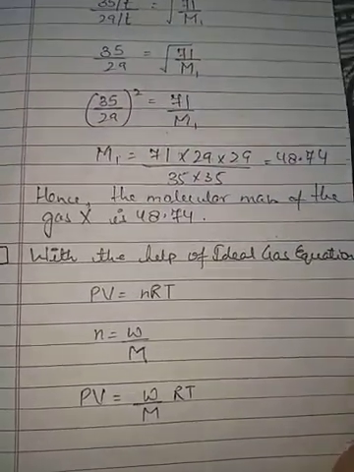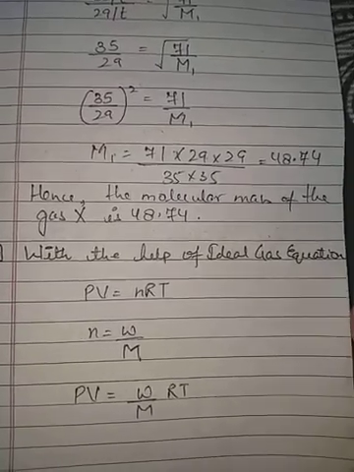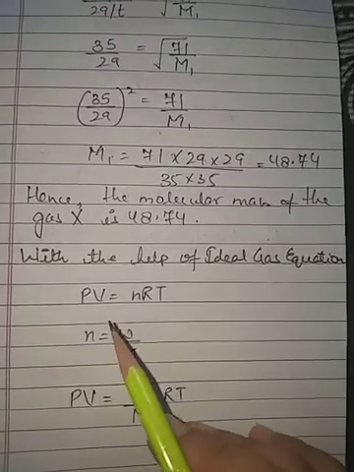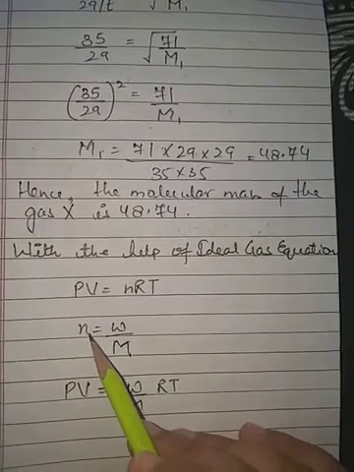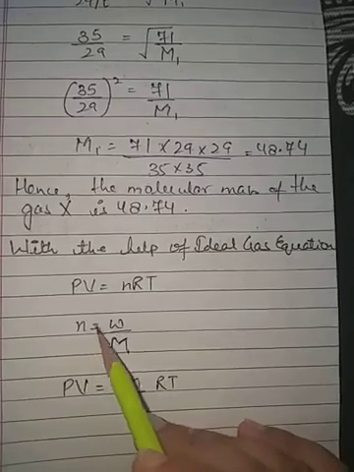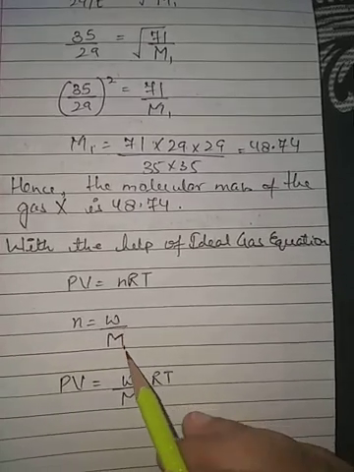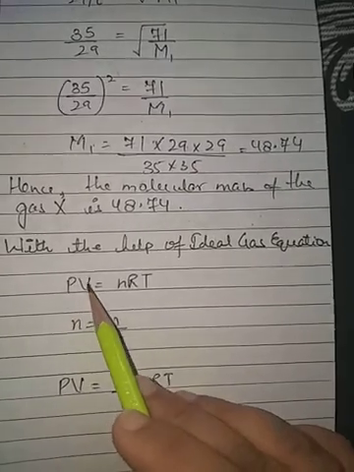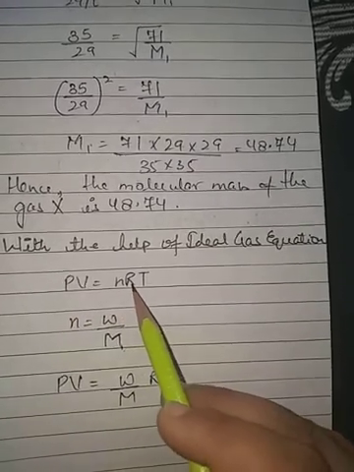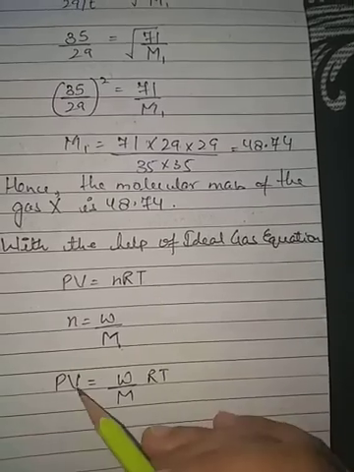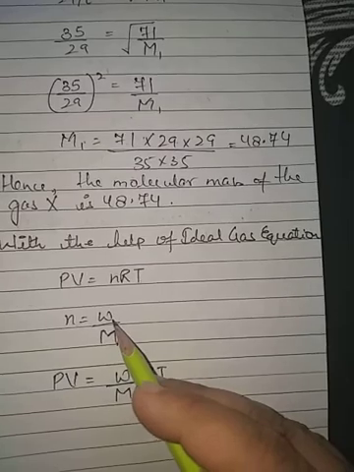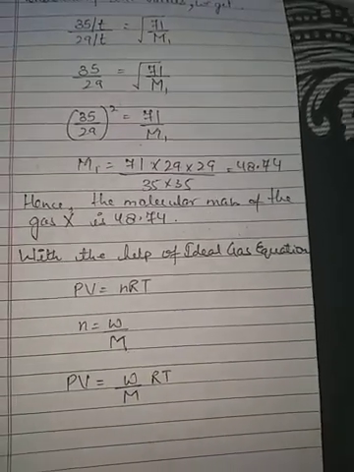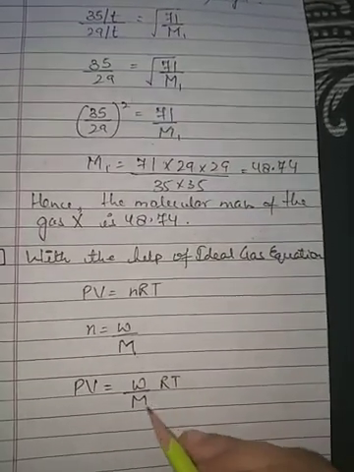Now see the fourth one, with the help of the ideal gas equation. The ideal gas equation is PV equals nRT, where n is the number of moles, and number of moles equals mass given in gram upon molar mass. P is the pressure, V is the volume, n is the number of moles, R is the gas constant, and T is the temperature. So in place of n we can put small w upon capital M, that is mass given in gram upon molar mass. From here we can calculate the molar mass.